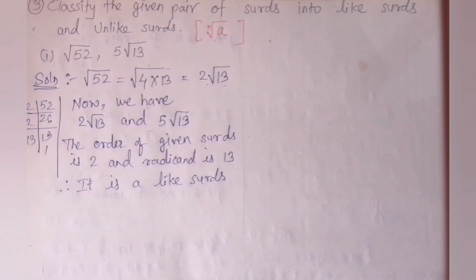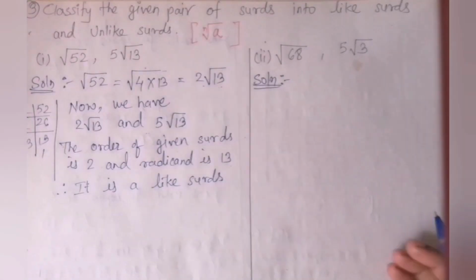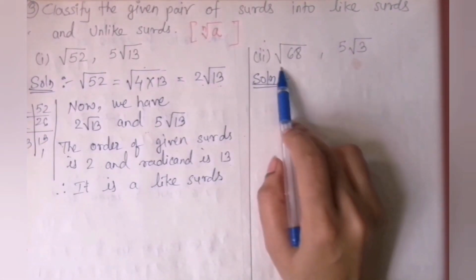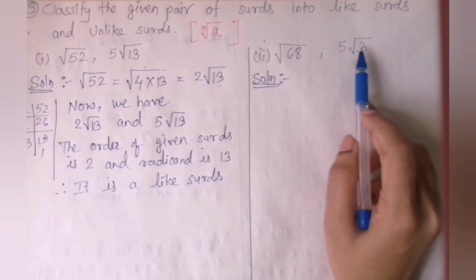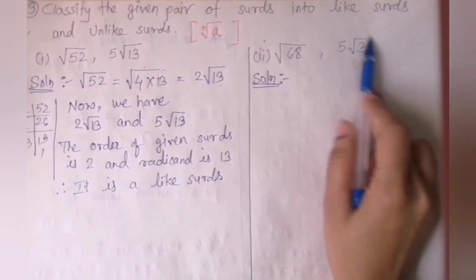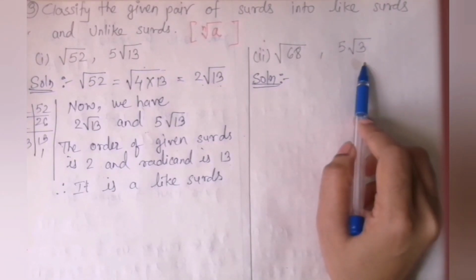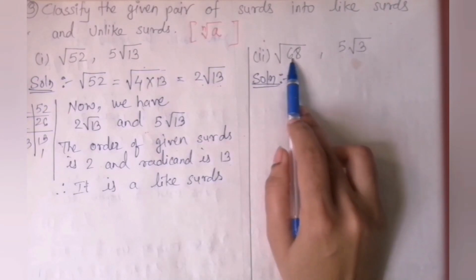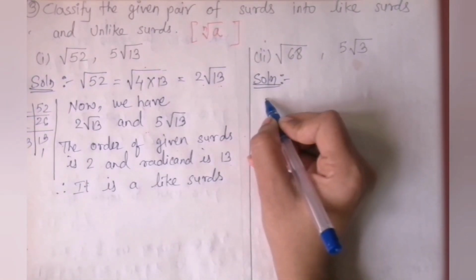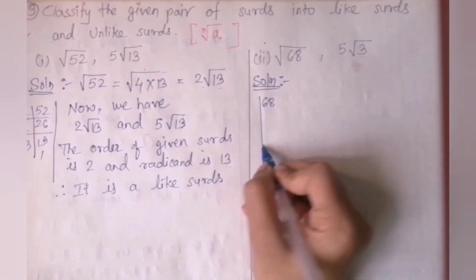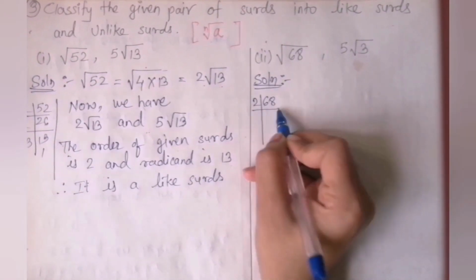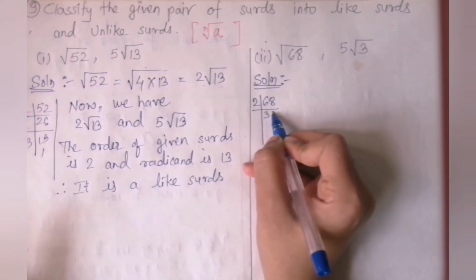Now come to the second one. Now look at the second one. We have square root of 68 and 5 root of 3. We cannot find the factors of 3. Now come to the first one, 68. Start factorizing, students, 68. This is for your understanding. 2 3s are, and 2 4s are, right?